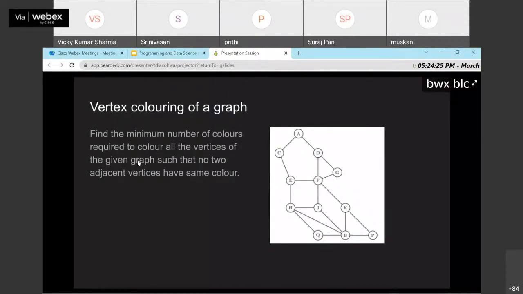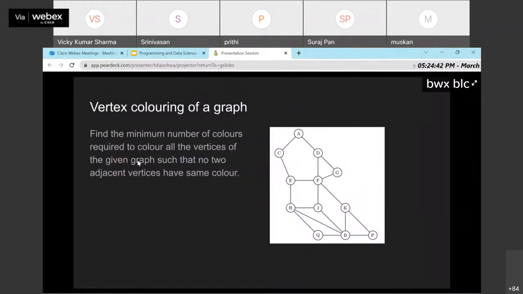So you see, I'll be explaining a question. There is a complex graph here, right? What we are doing here is finding the minimum number of colors required to color all the vertices of the given graph. And what is the condition? That no two adjacent vertices have the same color.